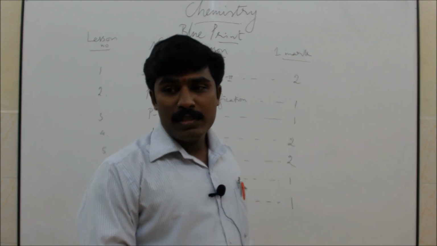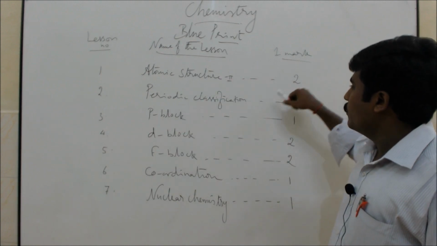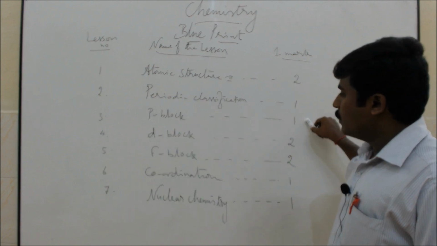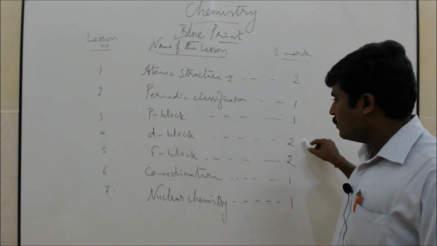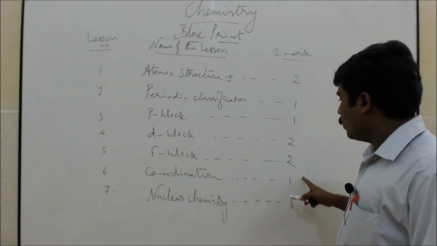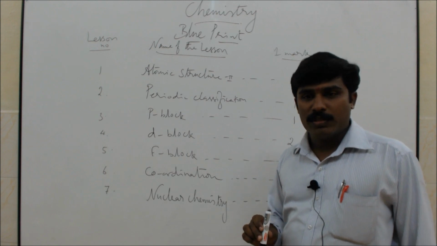So in inorganic chemistry, 10 one mark questions. From atomic structure 2, 1 question; from periodic classification, 1 question; P block elements, 1 question; from D block elements, 2 questions; from F block elements, 2 questions; from coordination compounds, 1 question; from nuclear chemistry, 1 question. These are objective questions.